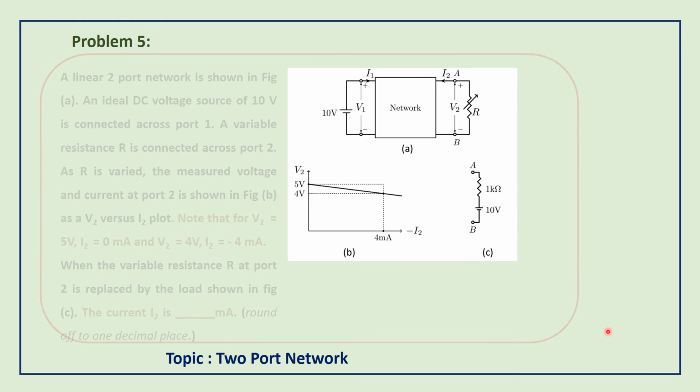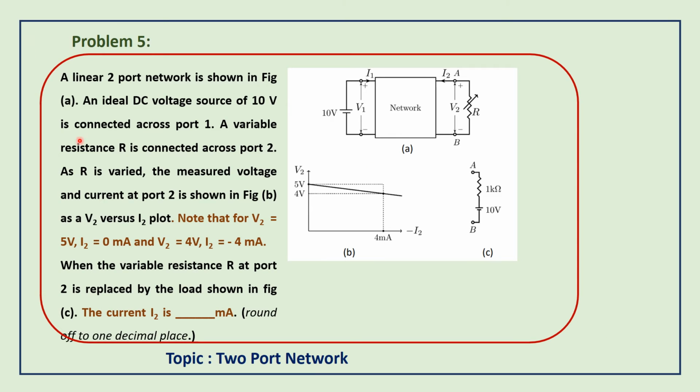Let me move on to the next problem. This problem is taken from the topic two-port network. So I will read out the problem. A linear two-port network is shown in figure A. This is the two-port network given. An ideal DC voltage source of 10 volt is connected across port 1, and a variable resistance R is connected across port 2. As R is varied, the measured voltage and current at port 2 is shown in figure B.